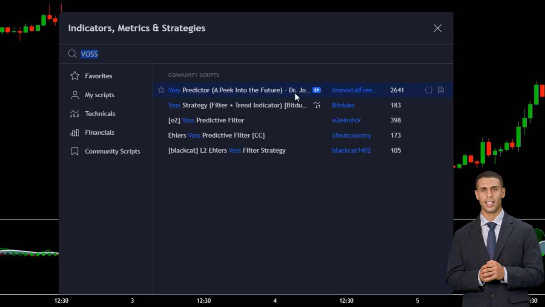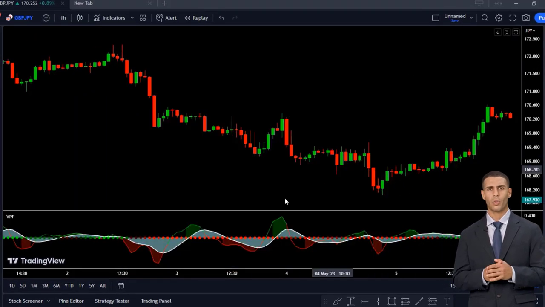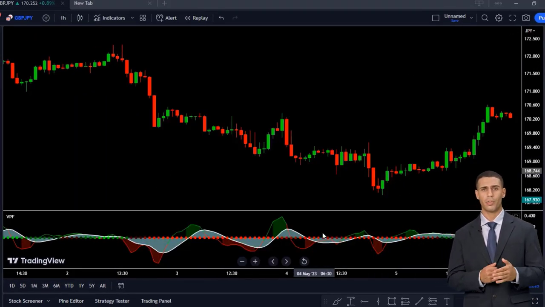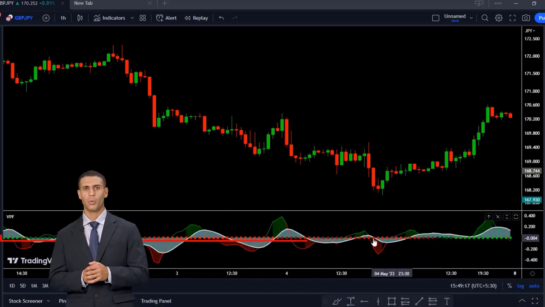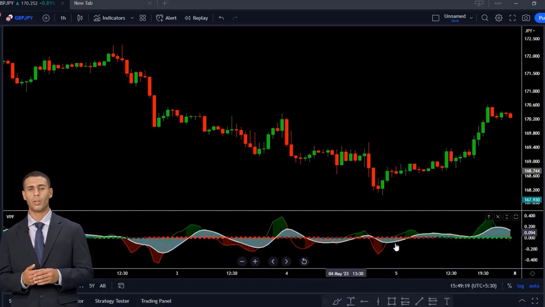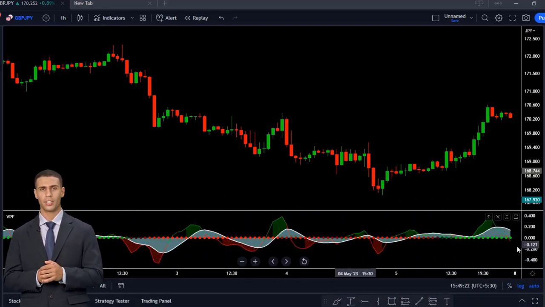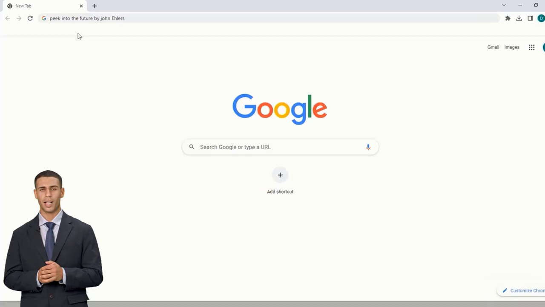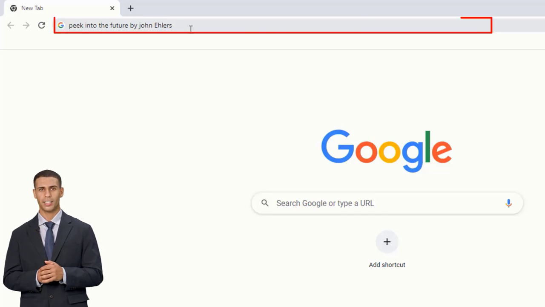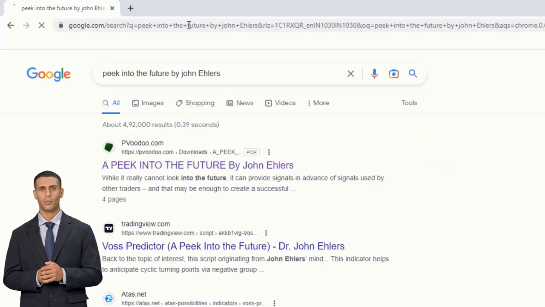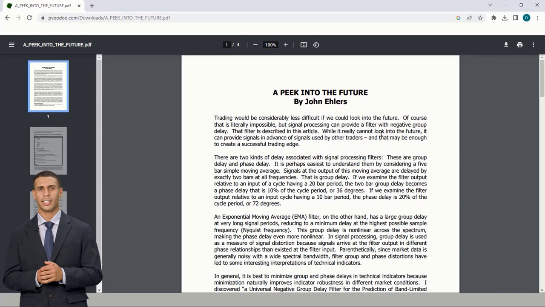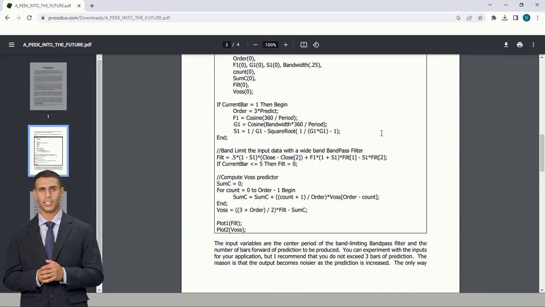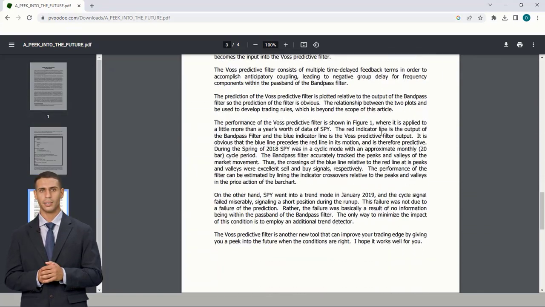Alright, this is the indicator, and as you can see, it's in the form of an oscillator that these lines are moving above and below the center line, which is 0. VOS Predictive Indicator was originally formulated and introduced by John Ehlers in 2019. And if you search on Google A Peek into the Future by John Ehlers, you'll find this PDF, which is actually the indicator's white paper explaining all the details about VOS Predictive Indicator.